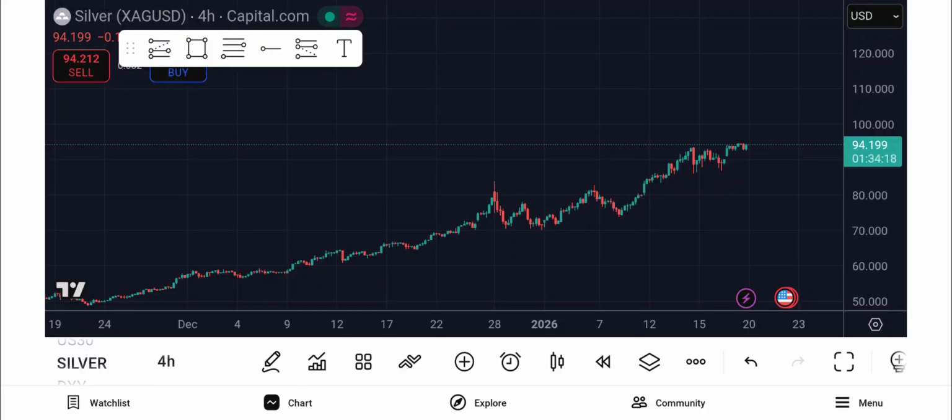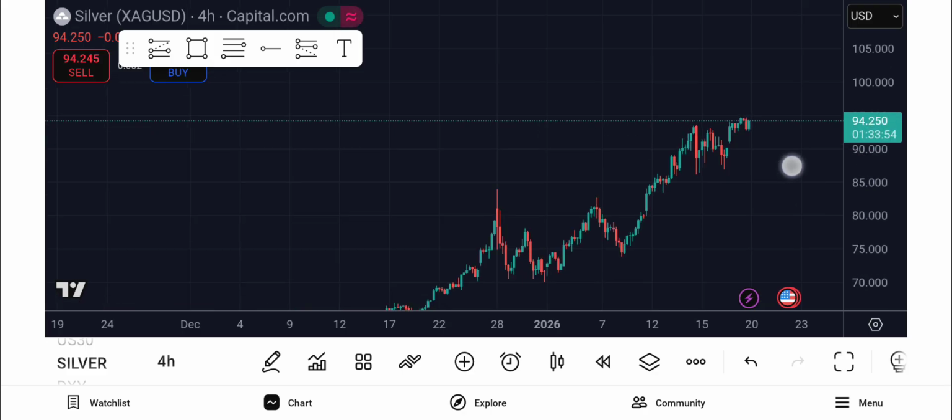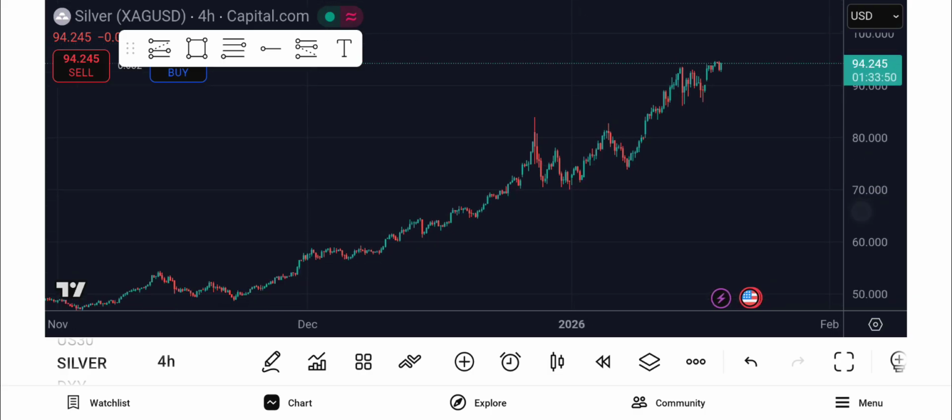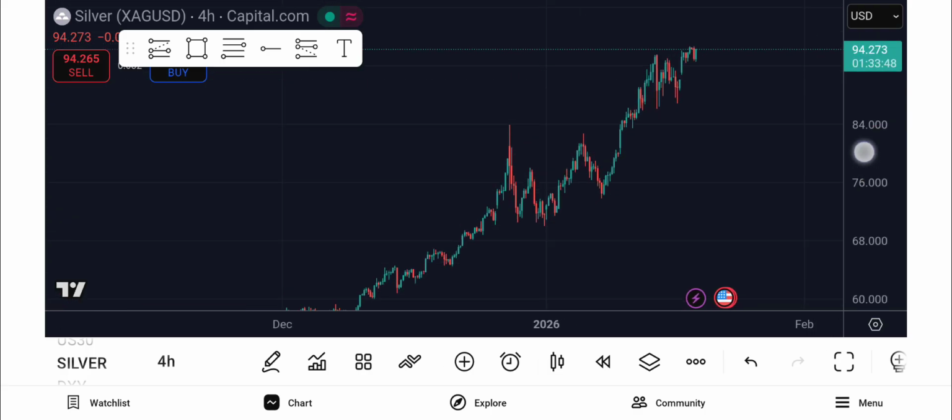Yeah, if you already trade fair value gaps on gold, silver will feel familiar. The same fair value gap logic applies, but silver delivers price with more volatility and cleaner reactions. Alright, so in this video, I'm breaking down how to trade XAGUSD using the exact same fair value gap framework you use on gold, so you can spot high probability entries with confidence. Basically, it's the same exact way you trade gold.